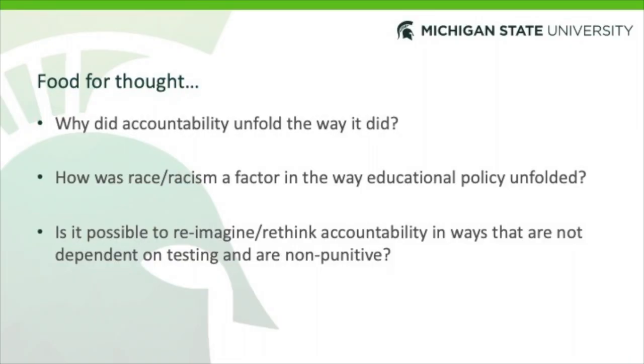So what I think is important for us to walk away with, and what I want you to be thinking about as you are reading this text and processing some of the information that's there, are a couple of different questions. Why did accountability unfold the way it did? What were some of the logics, what was the thinking behind this when the accountability discourse was introduced back in 1982? Why did it unfold that way? Could it have unfolded differently? And if it could have, why didn't it? What were some of the interests that were there? What were some of the ideological interests that were pushing this idea of accountability?